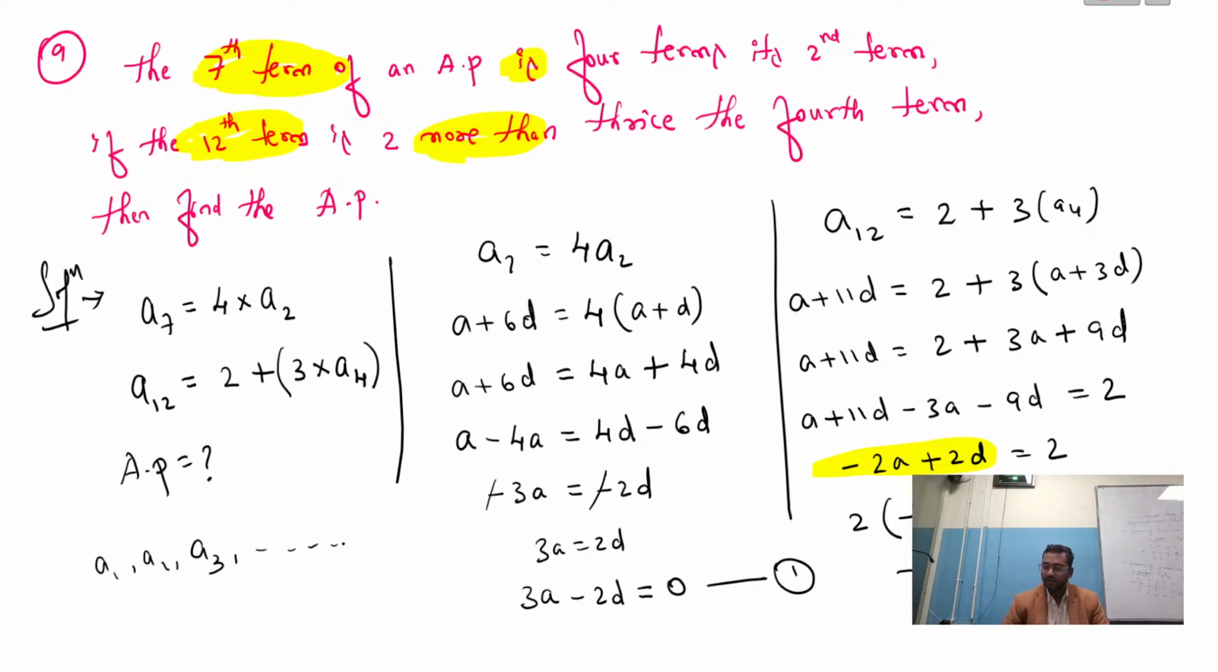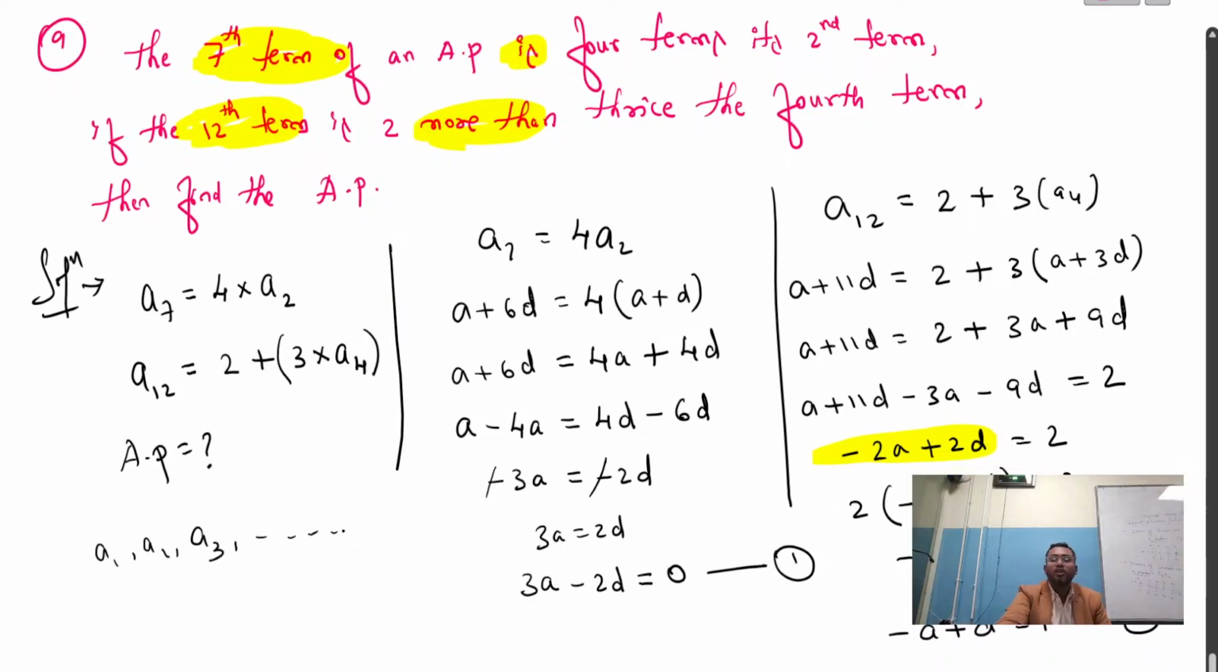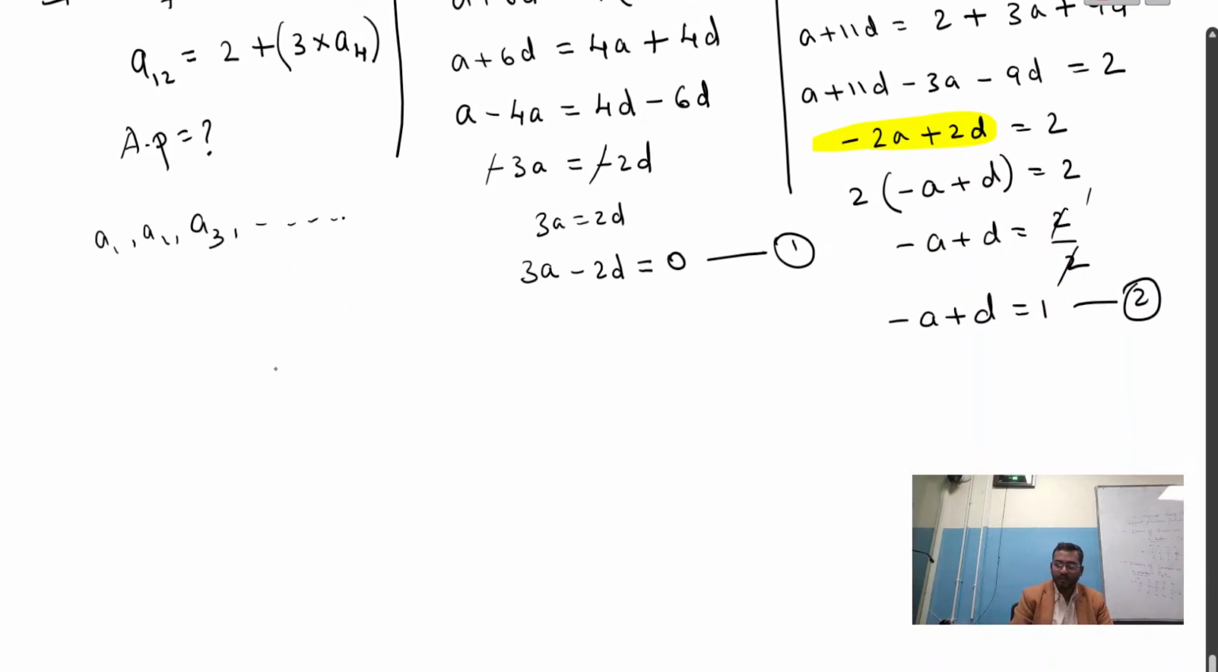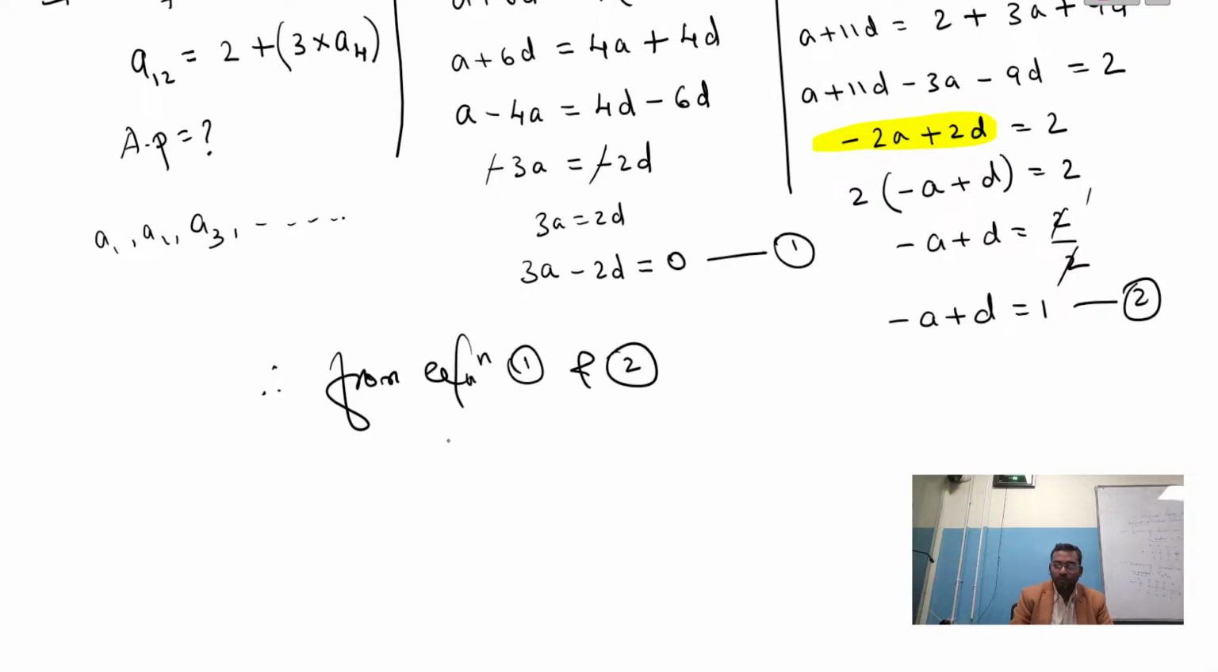Dividing by 2, 2 ones are 2. Now we got the value minus A plus D is equal to 1. Let me call this equation 2. Now we got two equations. Therefore from equation 1 and 2: 3A minus 2D is equal to 0, and minus A plus D is equal to 1.